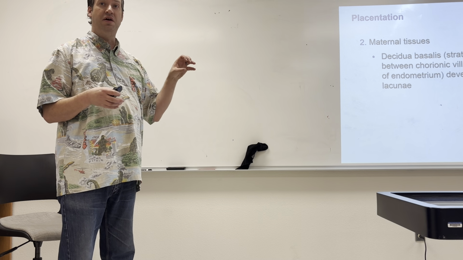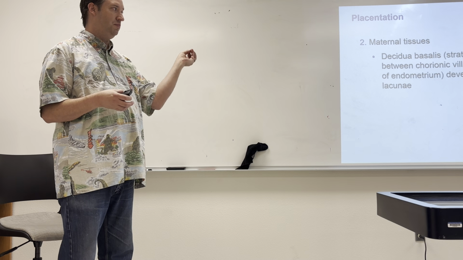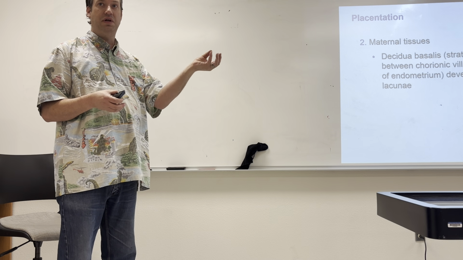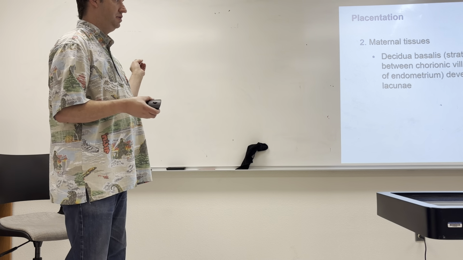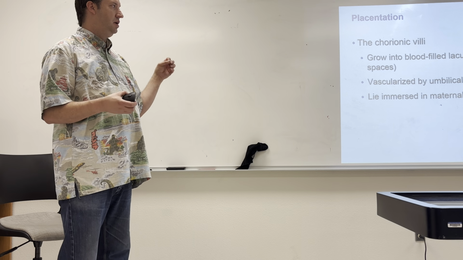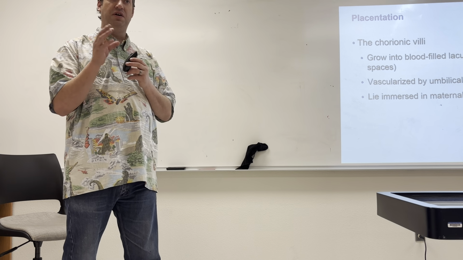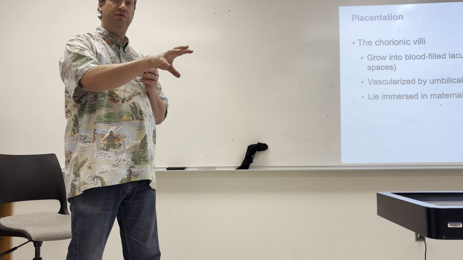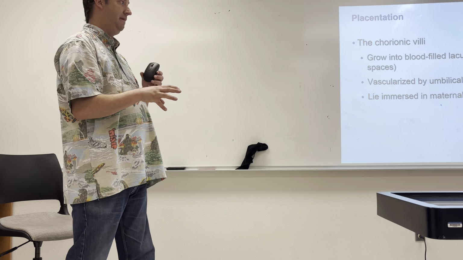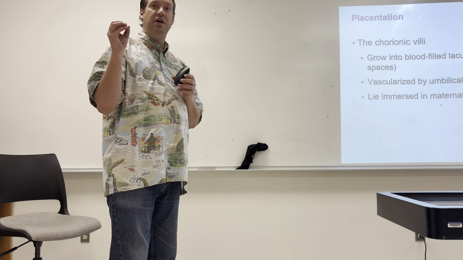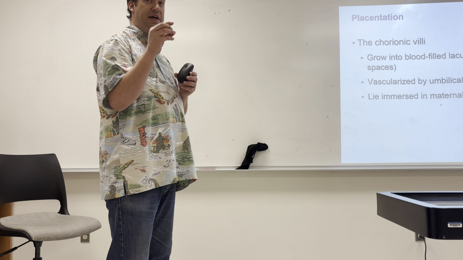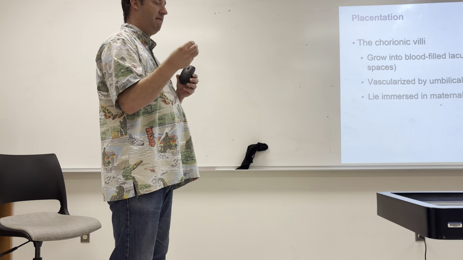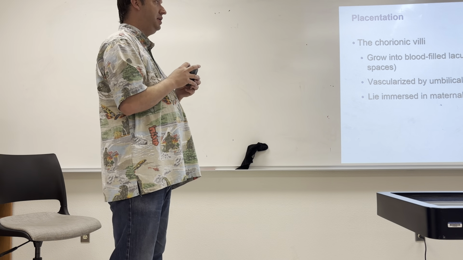this functional layer fills these little blood-filled cavities, lacunae, like it's a hollow space. So they're going to fill with blood. The chorionic villi are these little projections that grow from the fetal side out into those blood-filled lacunae. And eventually, the umbilical arteries and veins are going to occupy that space. So they're surrounded by maternal blood.